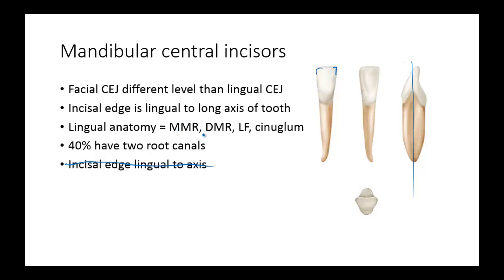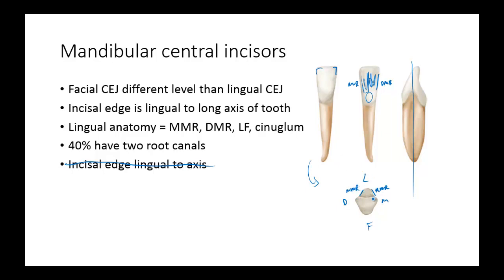So lingual anatomy is going to be the same: mesial marginal ridge, distal marginal ridge, lingual fossa, and cingulum. So your lingual fossa, your cingulum, and then you're going to have your mesial marginal ridge, and then distal marginal ridge. And you can see that if you look at the incisal view, this here is going to be facial, and this is lingual. We're just pretty much taking this and flipping it 90 degrees over, right? So this is still going to be distal, and this is going to be mesial. Your cingulum is pretty much in the center, and your mesial marginal ridge and your distal marginal ridge are going to be pretty much the same length.